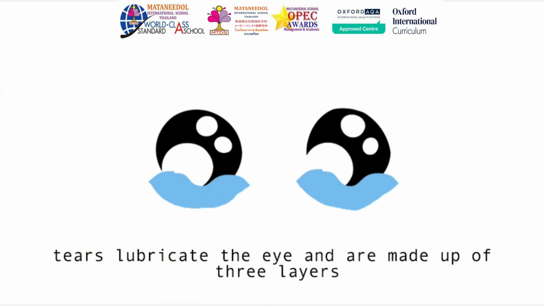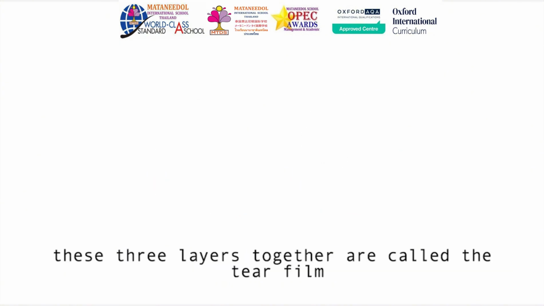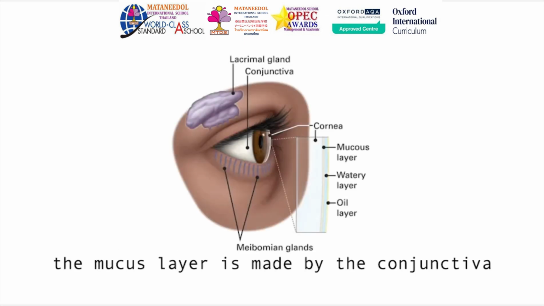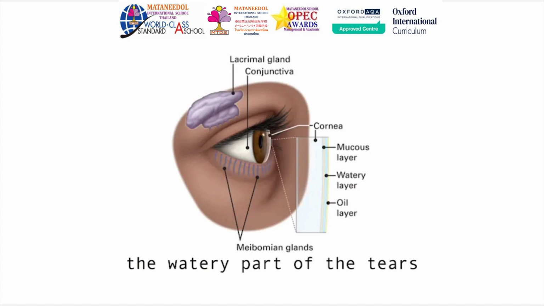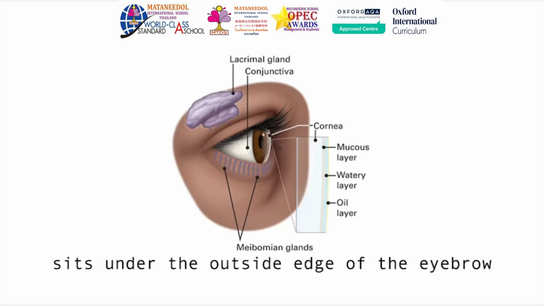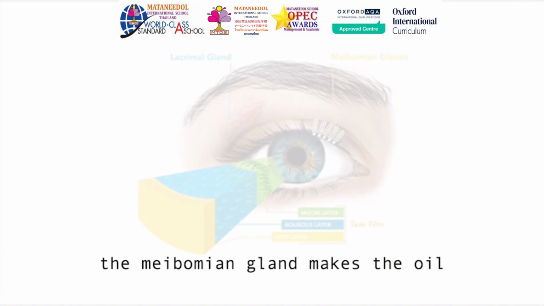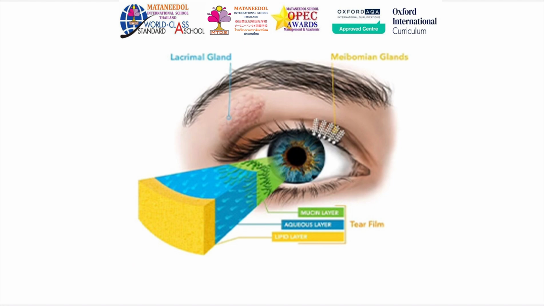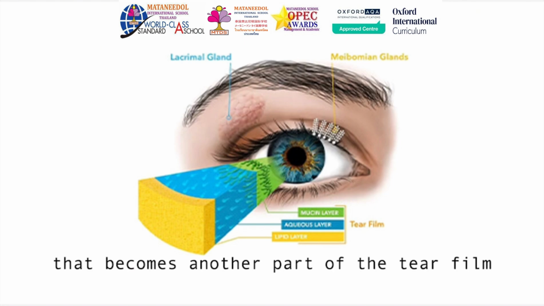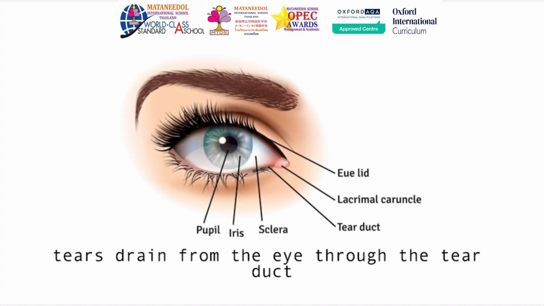Tears lubricate the eye and are made up of 3 layers. These 3 layers together are called the tear film. The mucous layer is made by the conjunctiva. The watery part of the tears is made by the lacrimal gland. The eye's lacrimal gland sits under the outside edge of the eyebrow, away from the nose in the orbit. The meibomian gland makes the oil that becomes another part of the tear film. Tears drain from the eye through the tear duct.